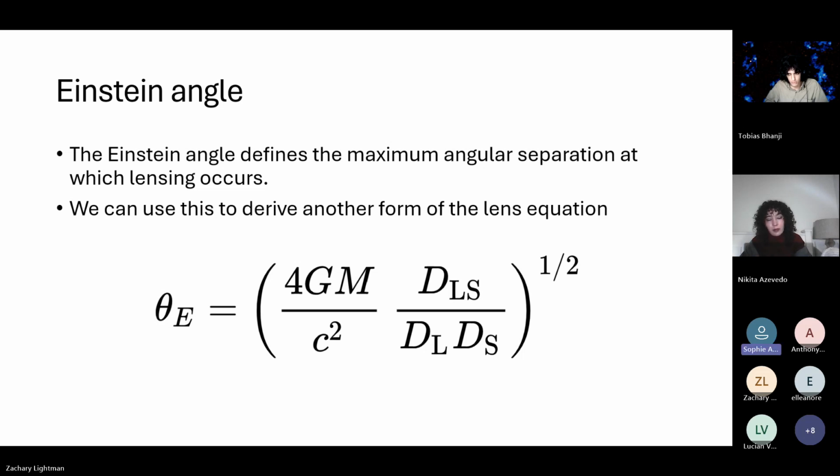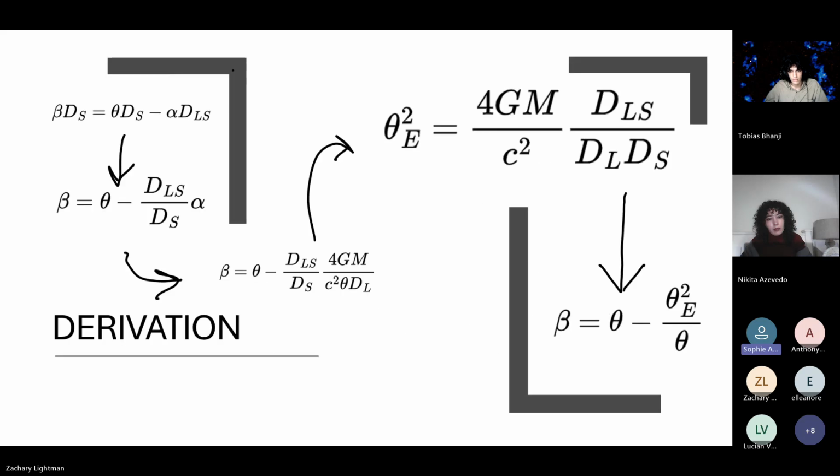It's just like a lens, and then it's just a ring around it, really. So the Einstein angle equation is actually really useful in deriving other forms of the lens equation, which we'll see later. So, well, later is now. So here is the derivation. Here is a different form of the lens equation.